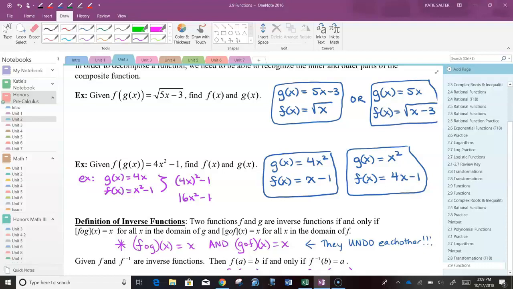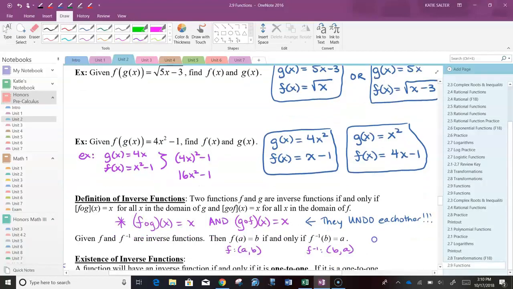All right, last part of our lesson, definition of inverse functions. We've been talking about inverse functions here and there over the last couple of weeks. So now we're going to go back through it for all inverses of all functions. Two functions, f and g, are inverse functions if and only if f of g of x equals x for all the x in the domain of g, and g of f of x equals x for all the x in the domain of f.